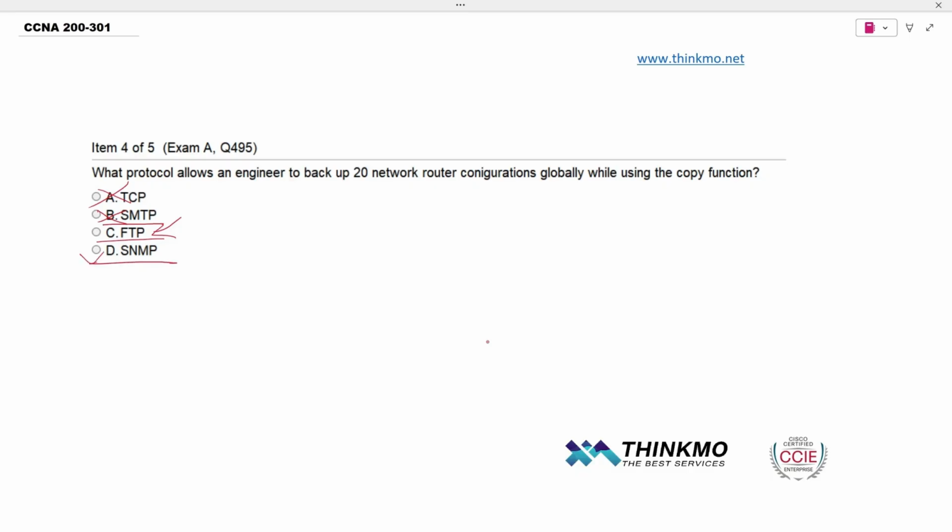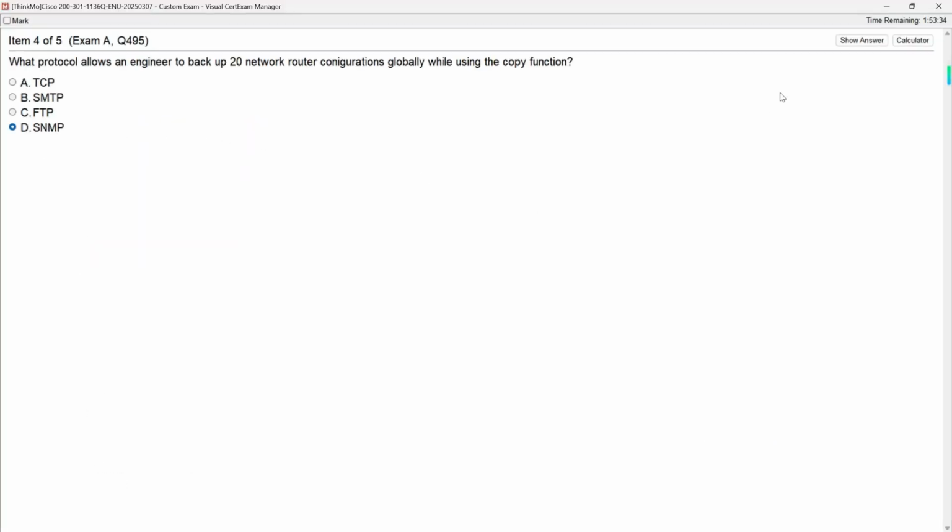Now, SNMP, on the other hand, is specifically designed for comprehensive network management, right? And it inherently allows for efficient batch operations. So the unequivocally correct answer is indeed D. Let's look at the correct answer. It's D.